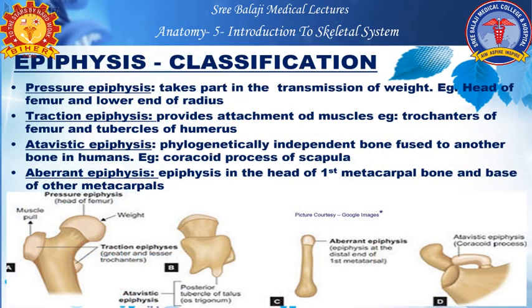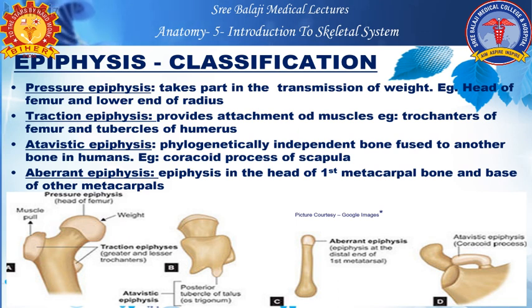Now, what is epiphysis? Epiphysis, as we saw in the previous slide, is the end of the bone which ossifies from a secondary center. Epiphysis can be classified as pressure epiphysis, which takes part in the transmission of weight. Example is the head of femur or the lower end of radius.